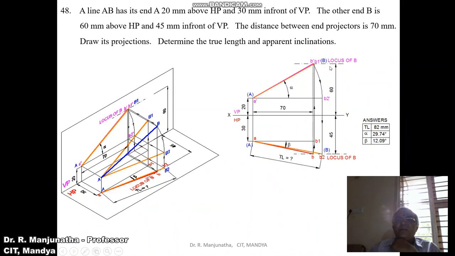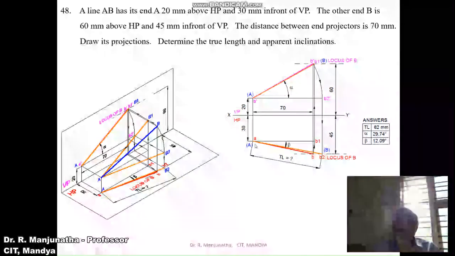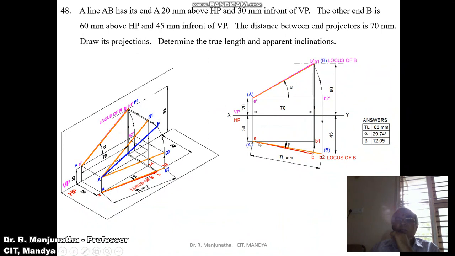So from here you measure 60 mm and draw a horizontal dash-dot line and write this as the locus of B. That is because the front view point of B and the front view point of true length of the point B will lie on this line. And similarly, 45 mm in front of VP. In front of VP is seen in HP. HP is below the XY line. So from the XY line, you measure 45 mm and draw a horizontal dash-dot line, wherein the top view point of B and the true length of the top view will lie on this line. And you mark this as locus of B.